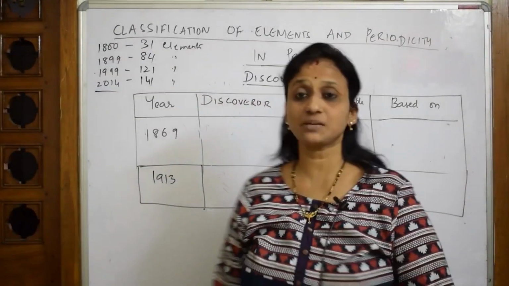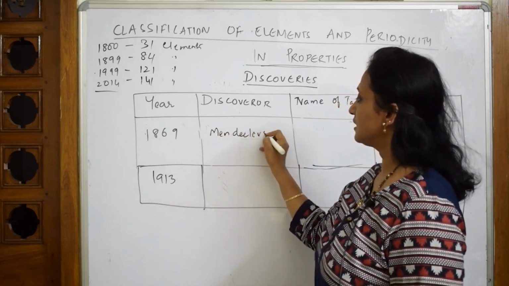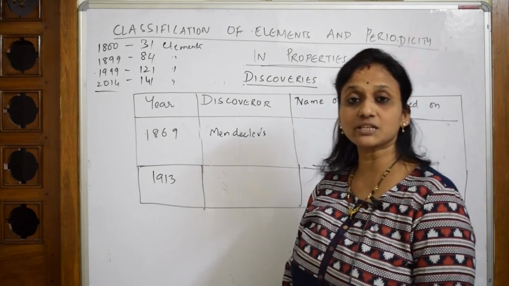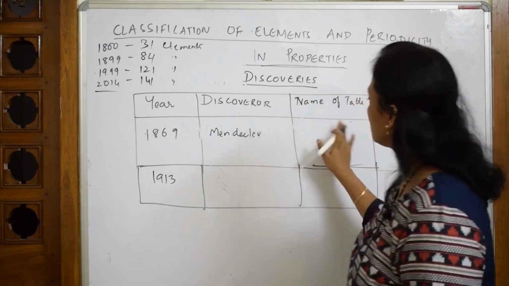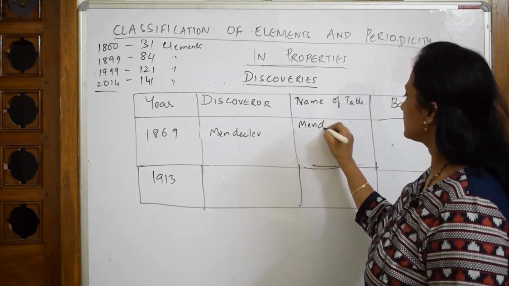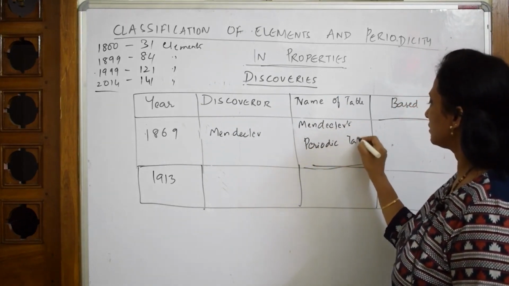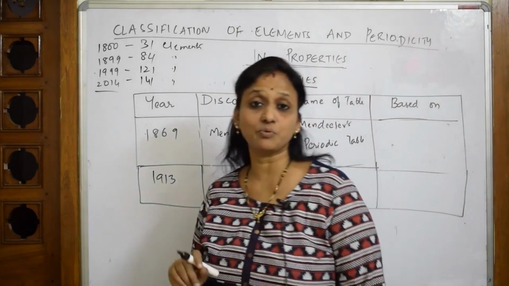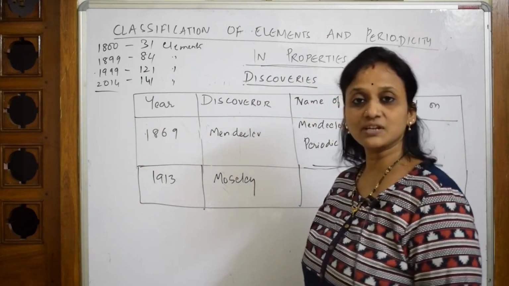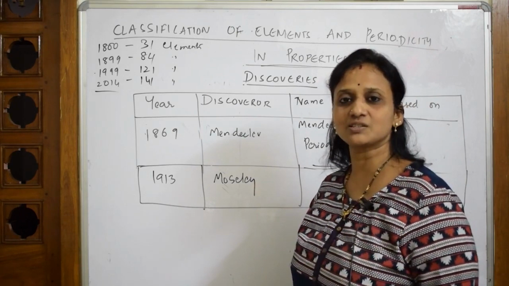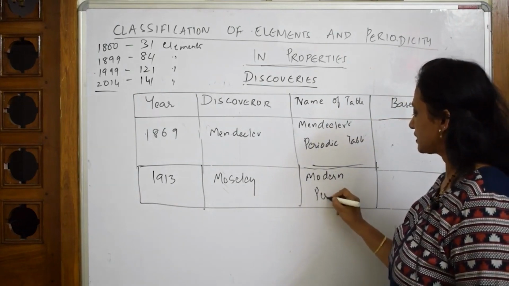Right, after Newlands' octaves table, next came into the picture your Mendeleev, right? So Mendeleev has given us his periodic table, the assumptions based on the discovery of the periodic table, very important, the supporting system for the periodic table. The table we call Mendeleev's periodic table, right? After this came in 1913 the most important one, which we are using now, discovered by Moseley. Moseley has given us the periodic table which we use in every classroom. So that's called the modern periodic table.